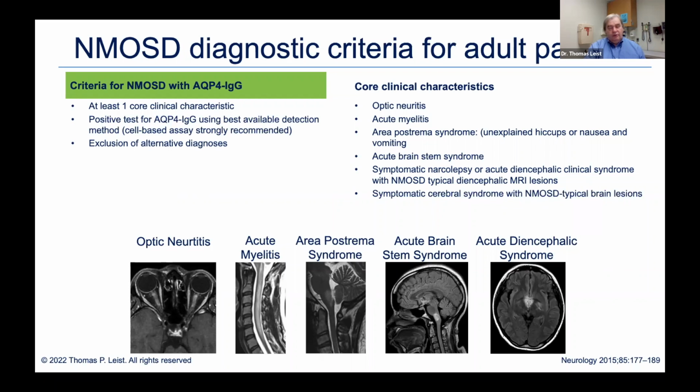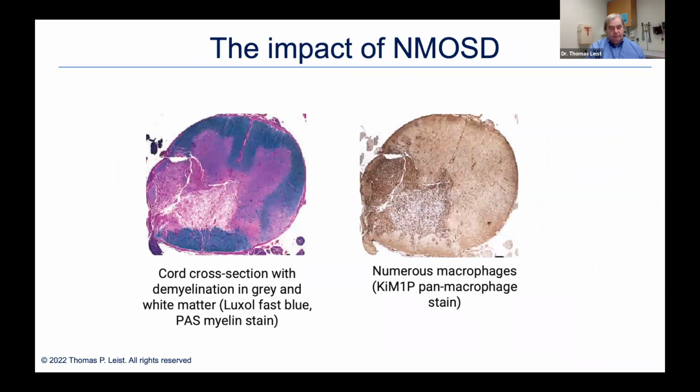It's very important that in these individuals the antibody, the anti-aquaporin 4, is positive, and we are sure that we have ruled out other conditions that could be mistaken. So the anti-aquaporin 4 antibody is important here. Why is this so important? Well, because we want to treat individuals that have aquaporin 4 positive neuromyelitis optica as quickly as we can.